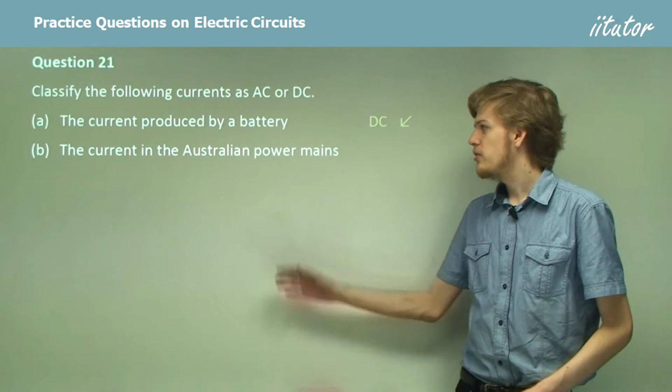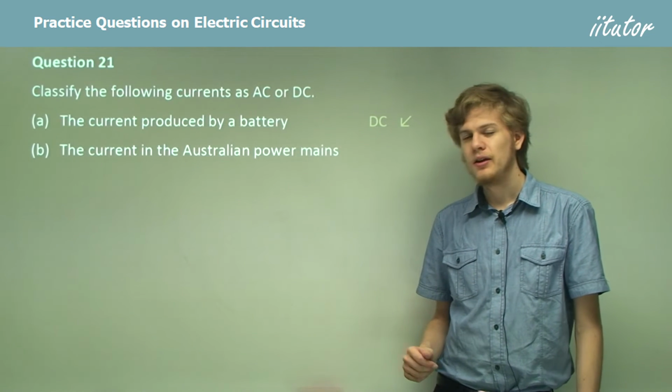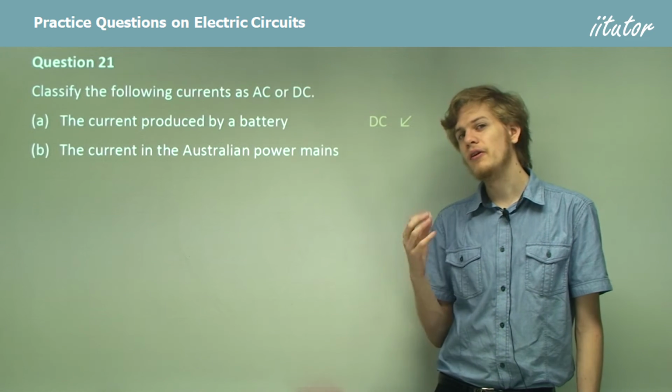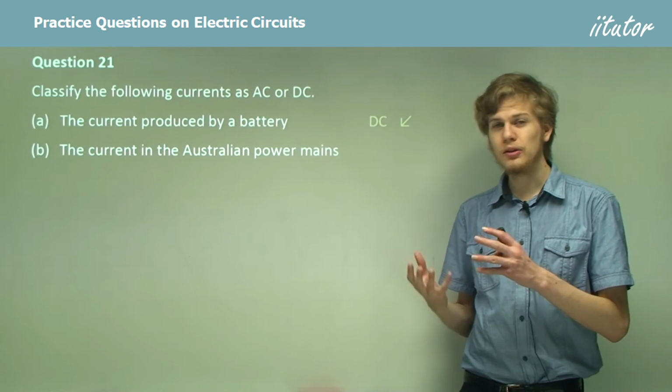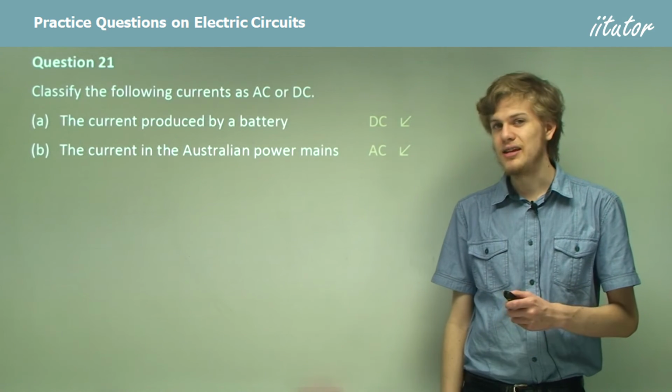B. What is the current in the Australian power mains? Well, we know that DC is very difficult to transmit over long distances. So if we want long distance power lines, we're going to need AC.